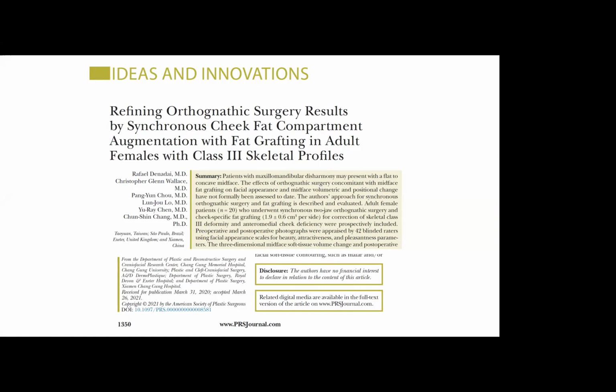Good morning, Professor and dear colleagues. I'm the 6th-year resident, Lan Jingyu. Today's second journal reading is "Refining orthognathic surgery result by synchronous cheek fat compartment augmentation with fat grafting in adult females with a classic 3 skeletal profile." This paper was published in the PRS journal last year. It's from one of our previous fellows, Rafael, and our Professor Johnson Xin.